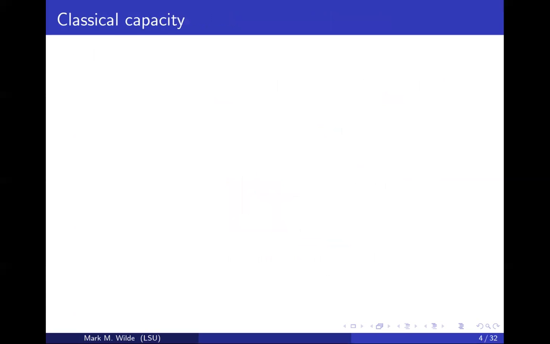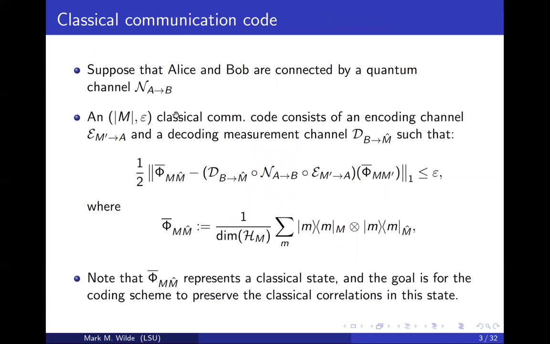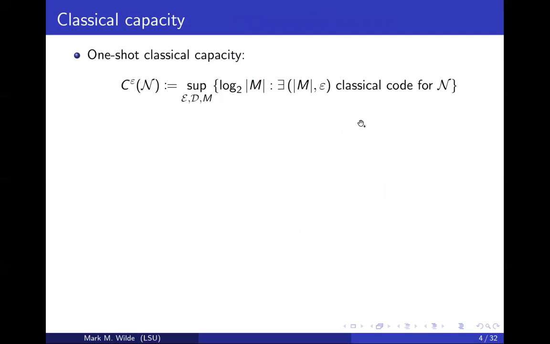Okay, so this is a code. How do we define capacity? Let's start by defining the one-shot classical capacity. And this is simply the largest number of bits that you could send using any possible encoding scheme such that there exists an epsilon code.